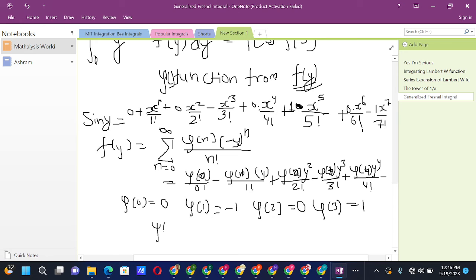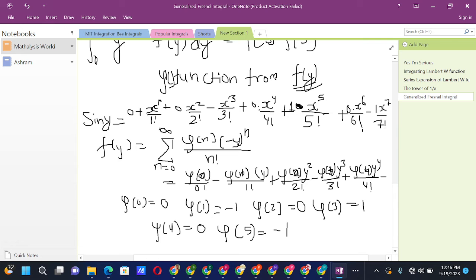Phi of 4 should be, here's plus, here's 0, 0. And phi of 5 should be, in this case, here should be minus phi of 5 per factorial, but here is plus, so phi of 5 should be minus 1. Okay, now from these values we will try to figure out what phi of x should be.